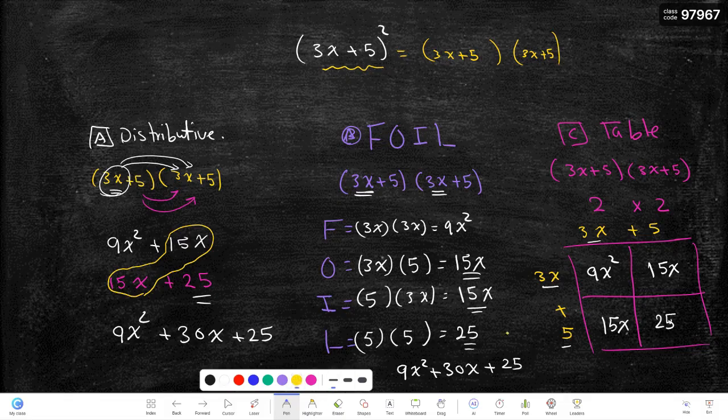And since we have two like terms, which are 15x and 15x, we need to add them together, so this would be 30x. Then rearrange the answer by writing 9x squared. We don't have any like terms with this one, and then we have this one and this one together, which would be 30x, and finally we have 25.